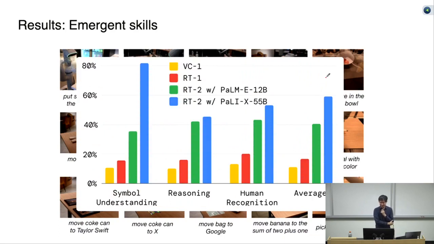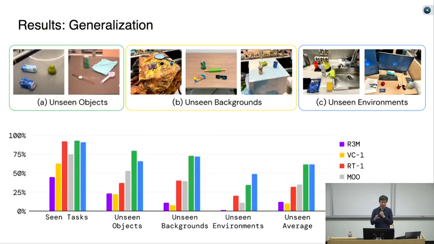Here are more comprehensive quantitative evaluations. We find that RT2, which is based on pre-trained vision language models, significantly outperforms all the baselines that are not leveraging vision language models, especially when the tasks require symbol understanding, reasoning, human recognition, and so on. One problem of the data-driven approach is that if your testing environment is very different from your training environment, then you have the out-of-distribution problem. So the performance deteriorates very rapidly.